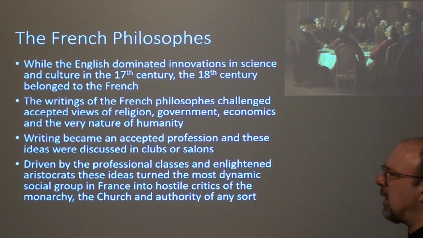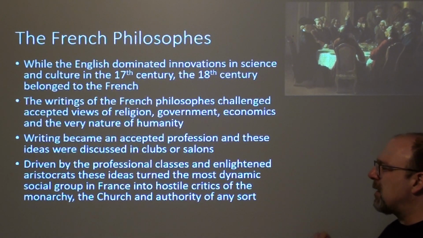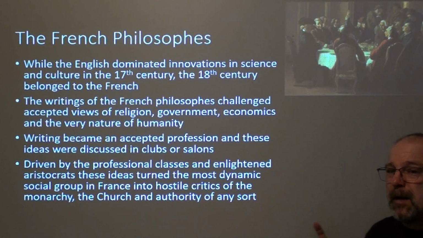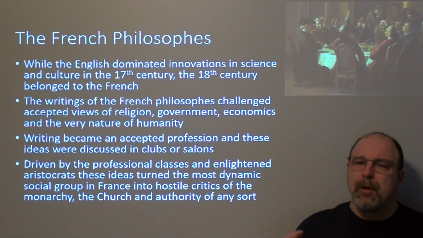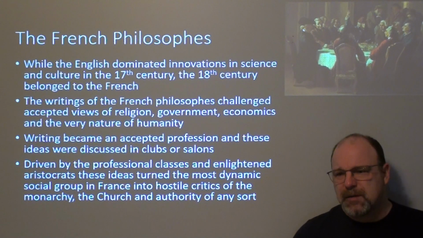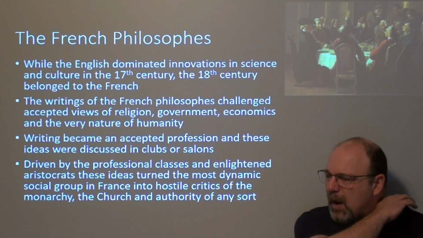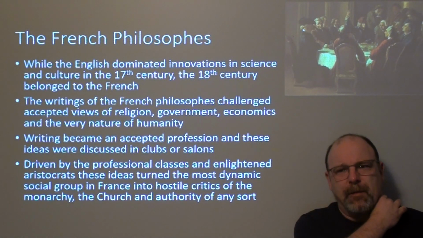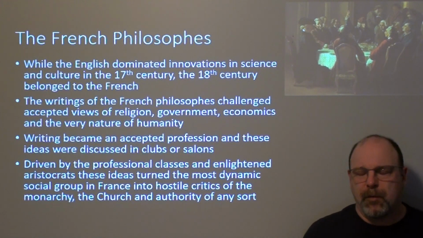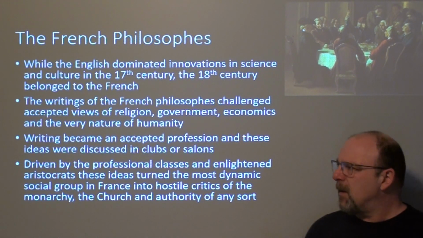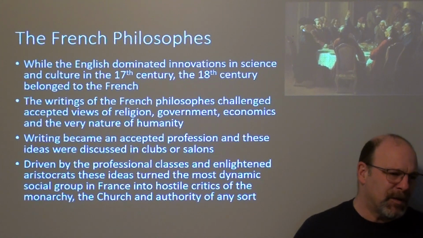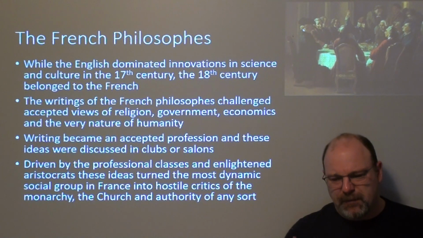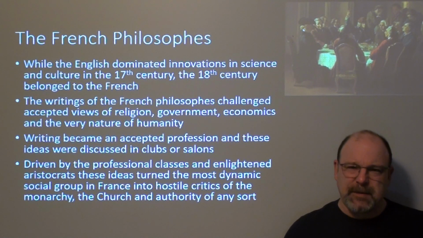Driven by the professional classes and enlightened aristocrats, these ideas turned the most dynamic social group in France into hostile critics of the monarchy, the church, and authority of any sort. So everywhere in French society you could see injustice, not just for the peasants, not just for the skilled tradespeople, but also for the aristocrats who, while they lived this sort of opulent lifestyle, included people within the noble classes that were enlightened, if you will, curious and interested in the ideas of democracy, of liberty. So once you get people in positions of influence that are supporting these ideas, that's when you really begin to see movement.